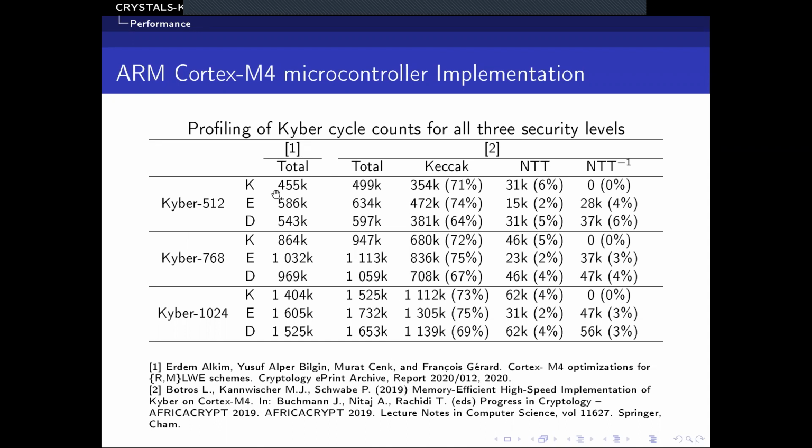For example, for security level 1, for key generation, we need almost 450 kilocycles. And for encryption, encapsulation and decapsulation, we need 586 and 543 kilocycles, respectively. The reference reports all these numbers for different functions. As you see, the most time-consuming part of Kyber is the catch-up. It needs almost 70% of all clock cycles.